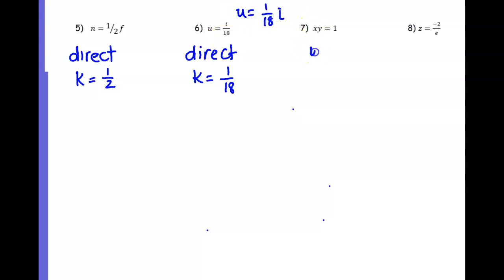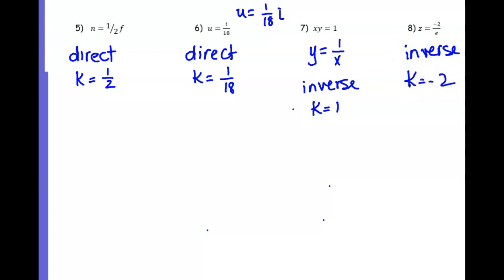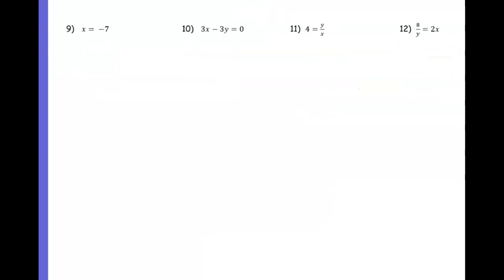Number 7, when you solve for y, you get y is equal to 1 divided by x, so that would make it an inverse, and your constant of proportionality would be 1. Okay, for this one, you've got z, you're in the form of an inverse, and your constant would be -2. Okay, so try 9, 10, 11, and 12, and then check your answers. Okay, this would be neither or none.